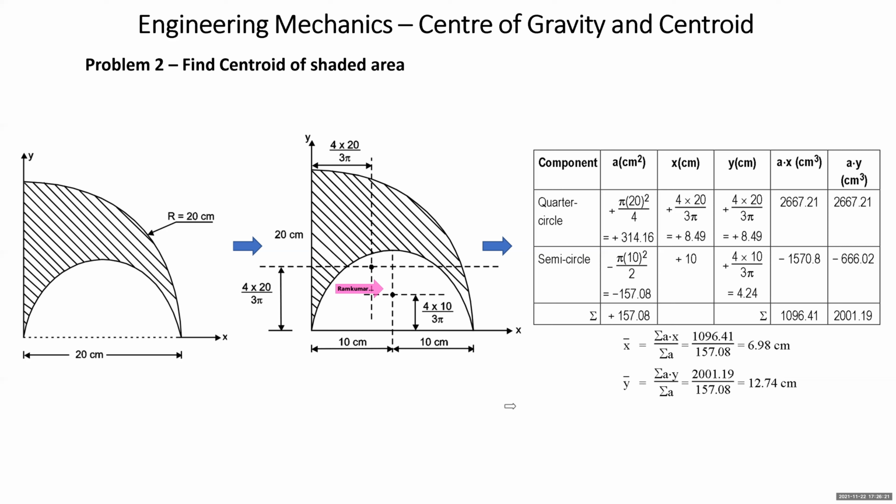So many times it is not possible to add up the components to arrive at a composite area. Like in this problem, it is not possible by adding up the components to arrive at the shaded area. You have to take compulsorily quarter circle minus semicircle.